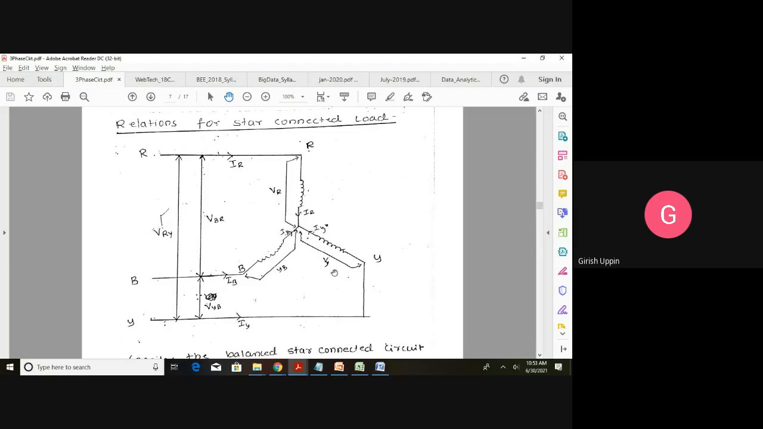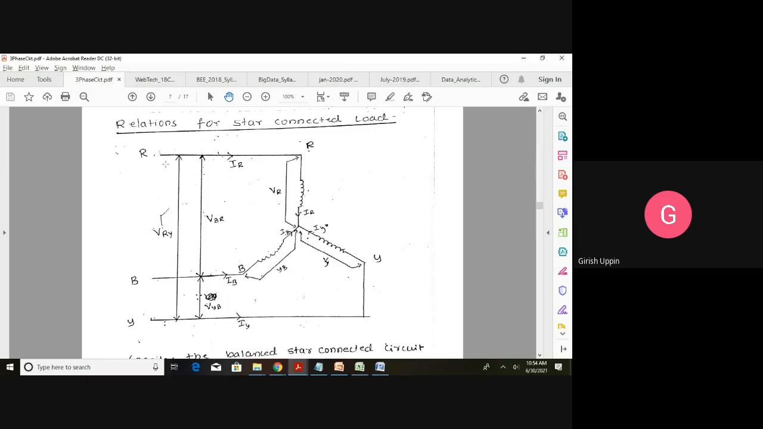Similarly, if you consider the Y phase, the voltage across this phase is VY, that is V phase, and the current flowing is IY, or the phase current Iph. Similarly for the B phase. Now, these three phases are connected in star. Star means one end of each coil is connected to a common point, and the other end becomes the terminal. So this is the terminal R, terminal B, terminal Y.